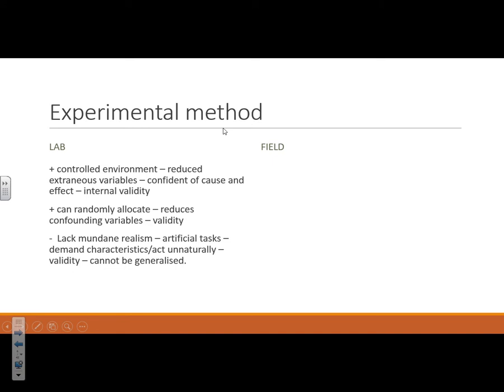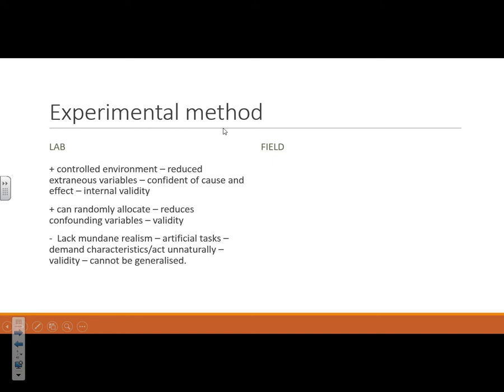And then we've got a problem with labs: they lack mundane realism, so a lot of the tasks are very artificial, the environment is very artificial, and that can lead to demand characteristics and people acting unnaturally. If people are acting unnaturally, that's reducing the validity, so we're not measuring how much caffeine has an effect on memory or whatever it might be. We're measuring the effect of demand characteristics on the DV, which we're not interested in. Therefore we can't generalise because we can't be confident. Then, as always, as we've talked about over and over again, you flip those two.